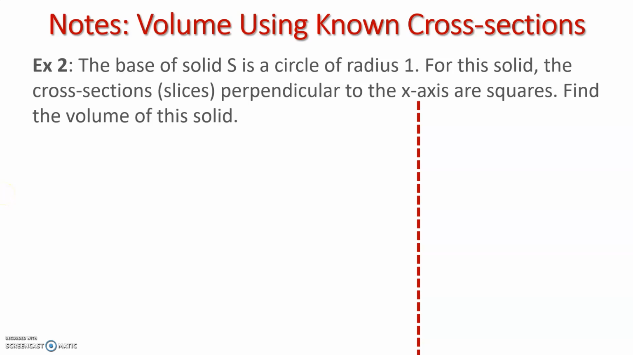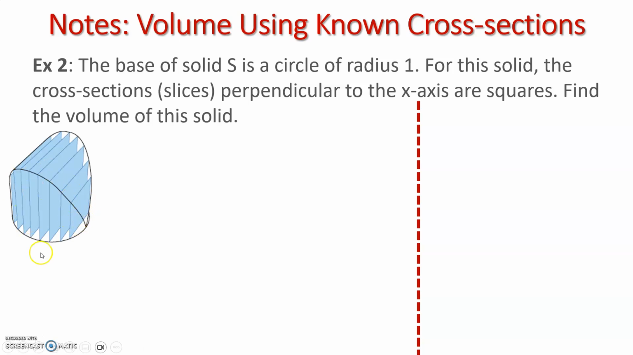All right, let's take a look at example 2. The base of a solid S is a circle of radius 1. For this solid, the cross-section slices perpendicular to the x-axis are squares. Find the volume of the solid. Let's start with what we have. Let's look at a picture.